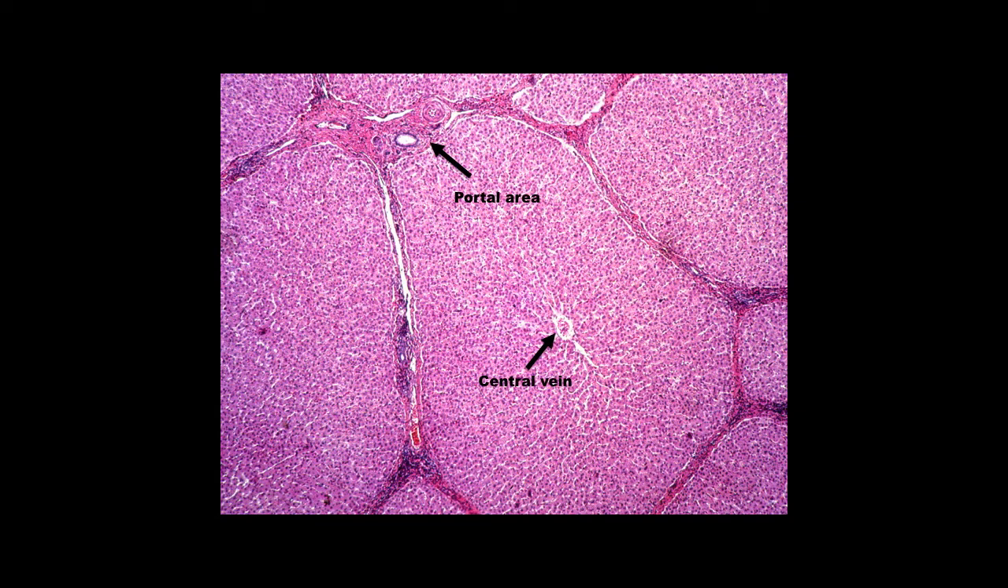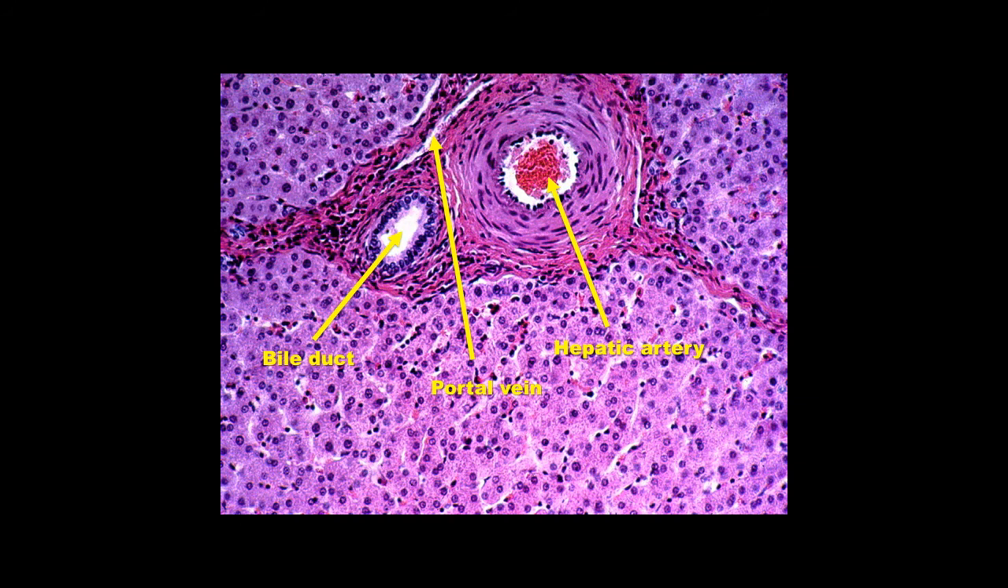Now, we will obviously talk about liver histology later in the course, so this slide is right now here just to help you get your bearings as you look at the liver. This view shows a little bit higher power view of the portal area, and here you can see the structures labeled. Note the arrow for the hepatic artery is in the lumen of the artery, the arrow for the portal vein is in the lumen, and the arrow for the bile duct is in the lumen.